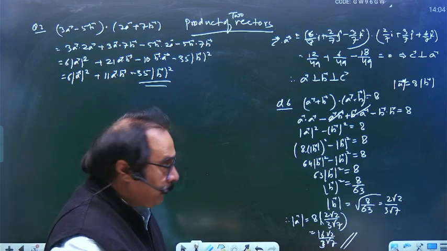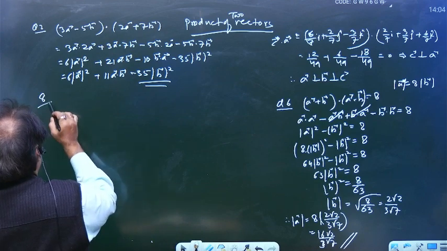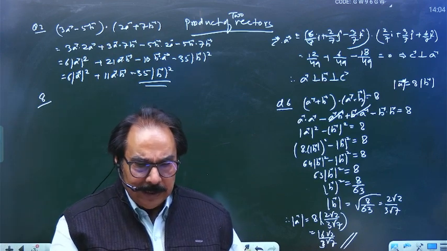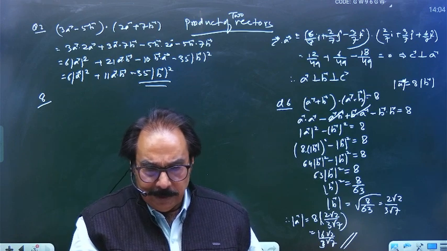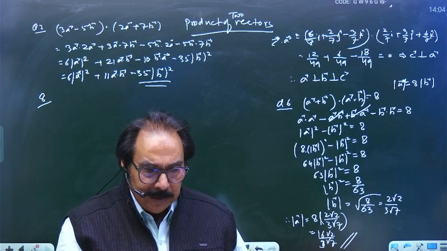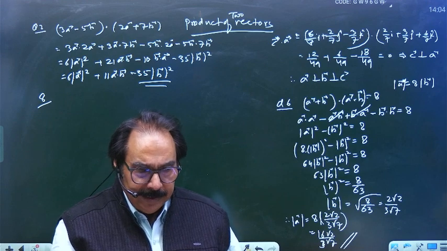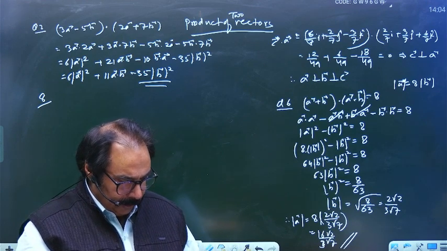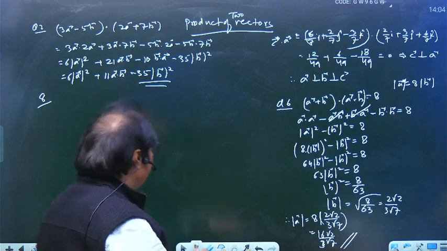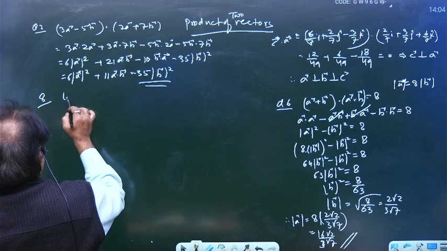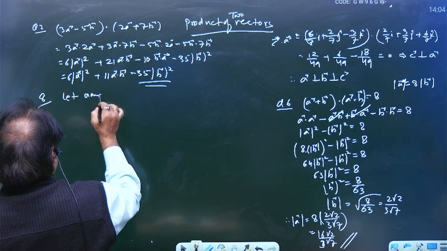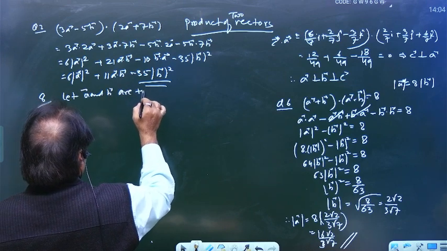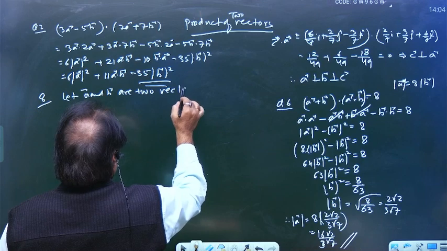Now the next question is question number 8. The eighth question is: find the magnitude of two vectors a and b having the same magnitude and such that the angle between them is 60 degrees and their scalar product is 1 by 2. So what is given? Let a and b be two vectors.